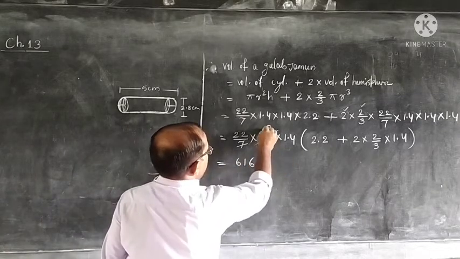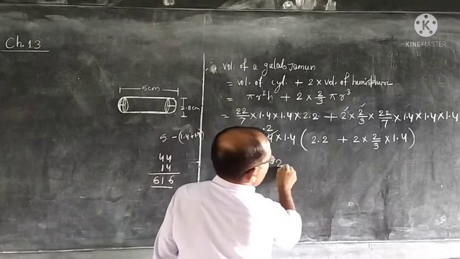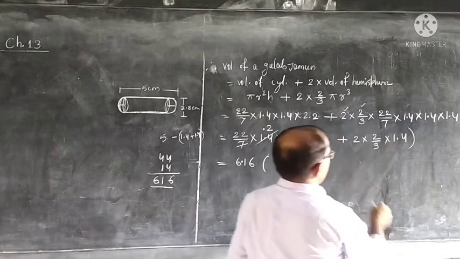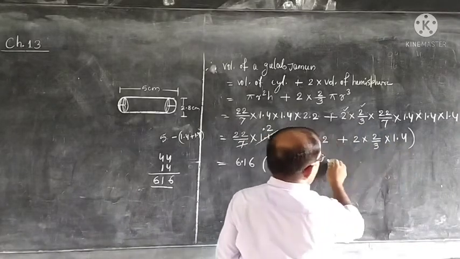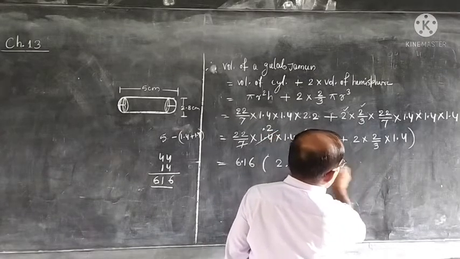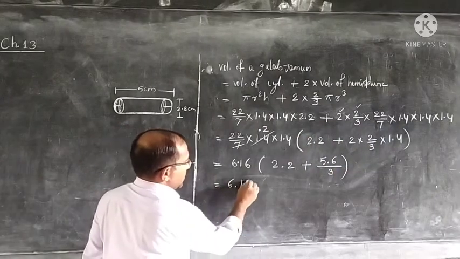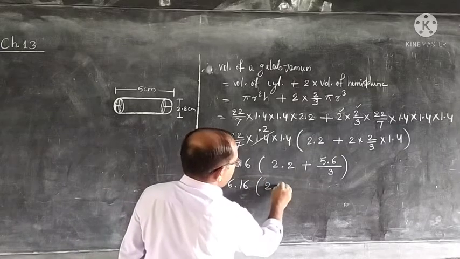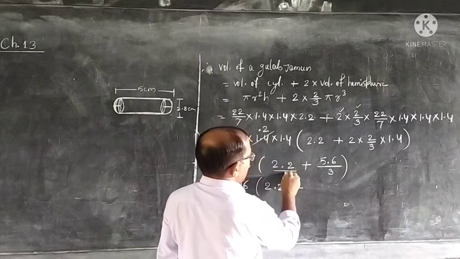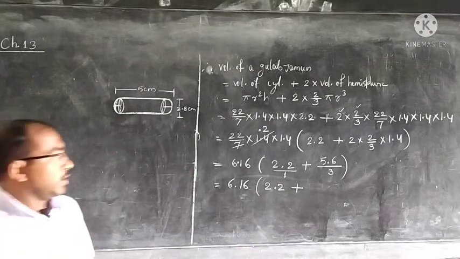616. Then 1 digit decimal and here 1 digit decimal, after 2 digit decimal, into 2.2 plus 2 twos are 4, 4 into 14, 56, 14 fours are 56, 5.6 by 3. So, 6.16, inside the bracket it is 2.2 plus 5.6. So, we can take LCM or we can go for dividing 5.6 directly by 3.